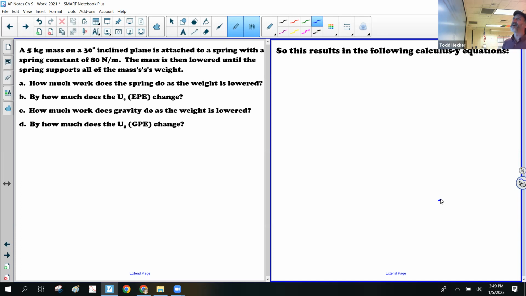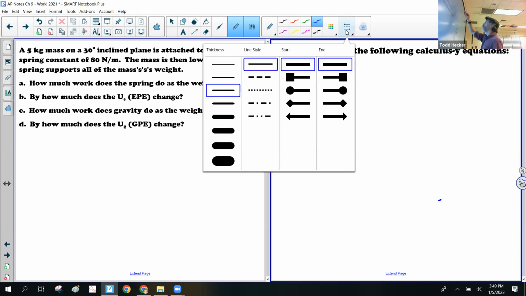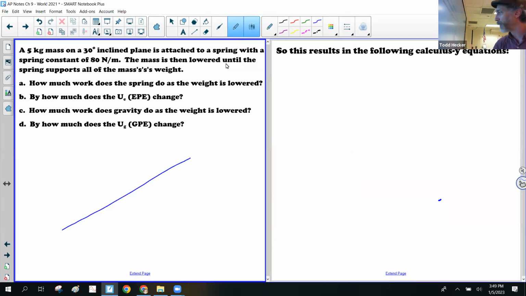Okay. So here we've got a 5 kilogram mass on a 30-degree inclined plane, and it's attached to a spring with a spring constant of 80 newtons per meter. The mass has been lowered until the spring supports all of the mass's weight. I probably should have given a drawing on this one, so I'll go ahead and make a drawing for you. We've got a block on an inclined plane attached to a spring, and that spring is attached to a wall, right? And so right now it is positioned such that the spring is supporting the weight of this thing.